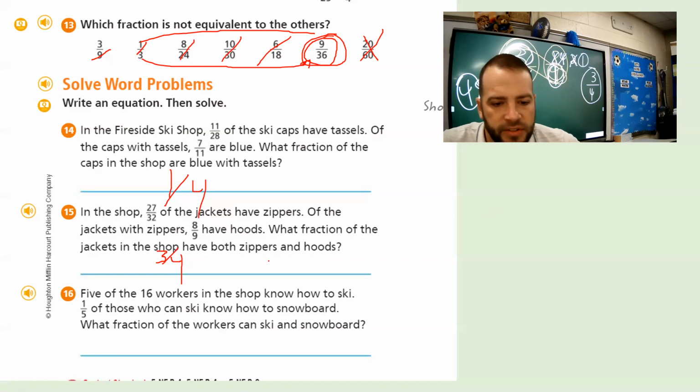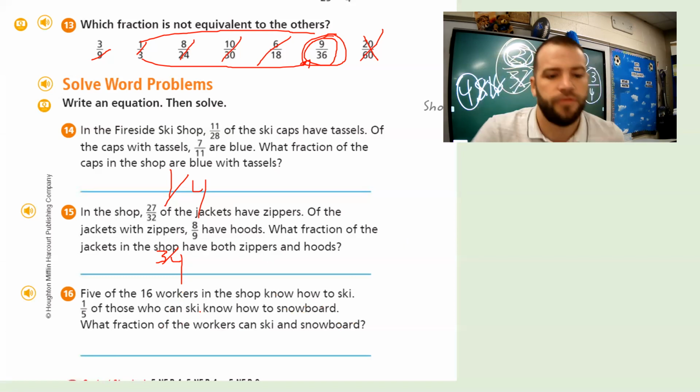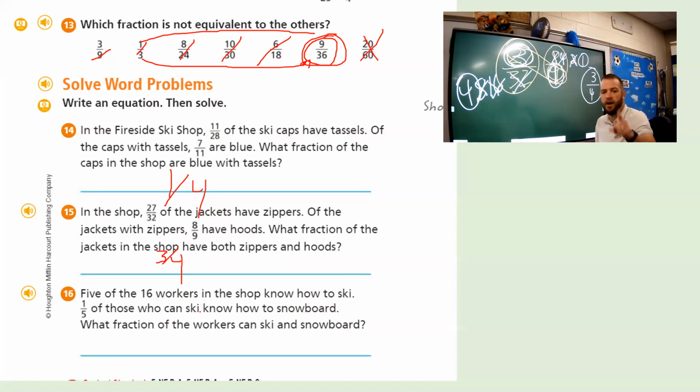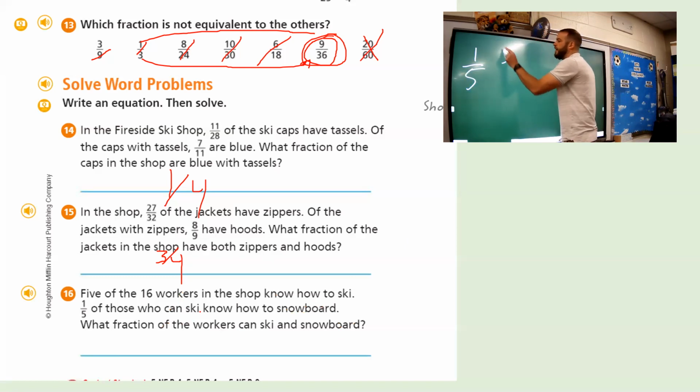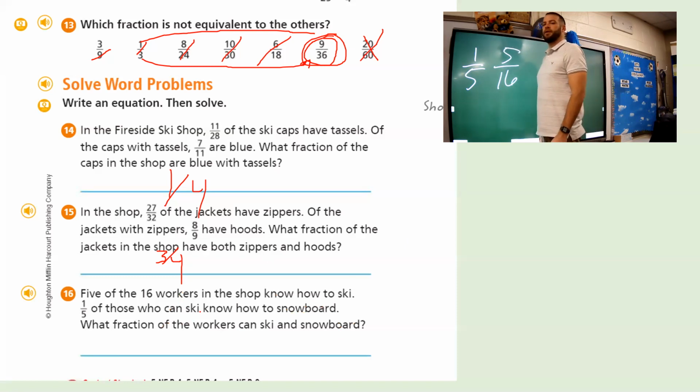5 of the 16 workers know how to ski. 1/5 of those know how to snowboard. So we're going to find 1/5 of 5/16. Does that glare better? A little bit when I go like this.